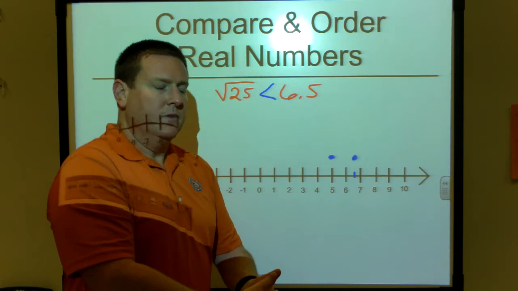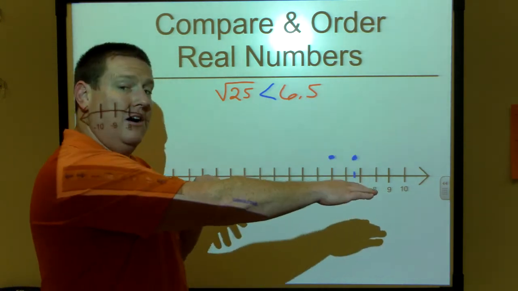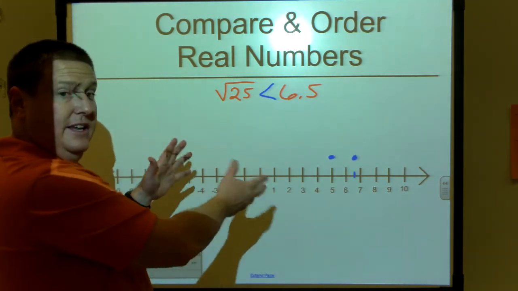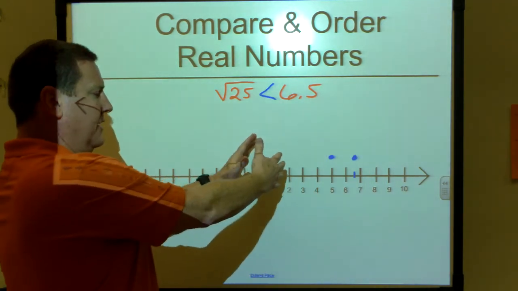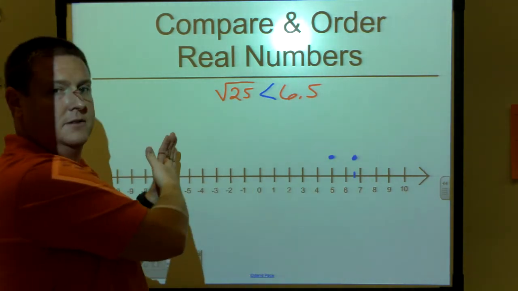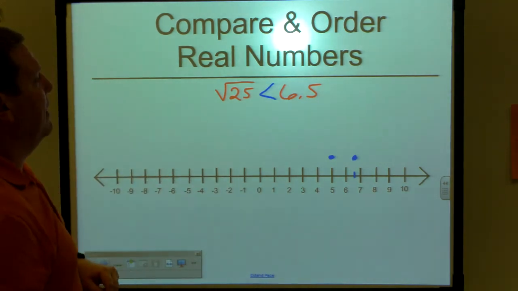So you can use the number line to compare, or if you're given a series of numbers, you can then imagine where they would all be on the number line. And then if you're going least to greatest, you start on the left, you work your way up, put them in that order. Or greatest to least, if you're asked to do that, go backwards. And that's how we order and compare real numbers.